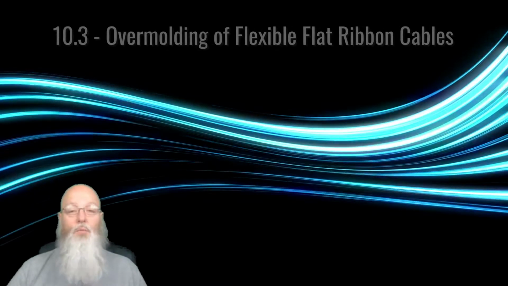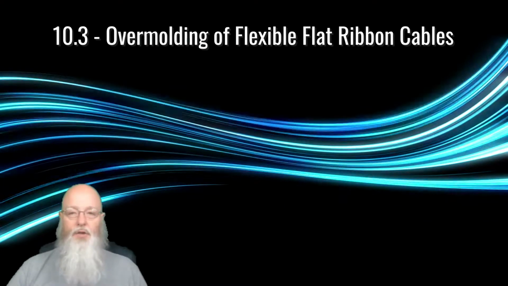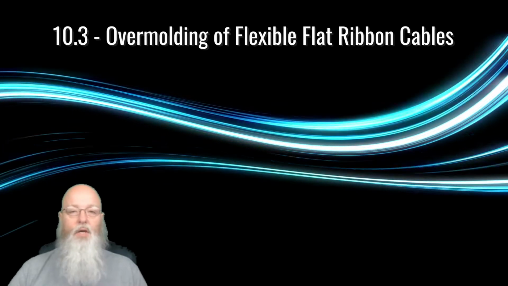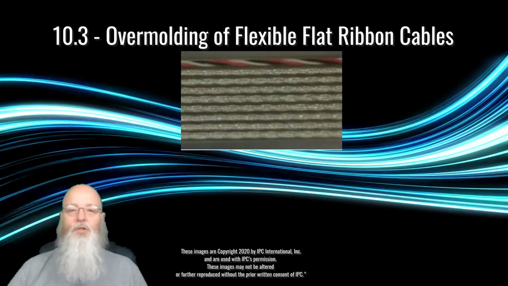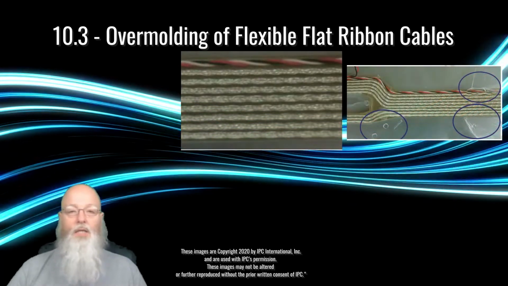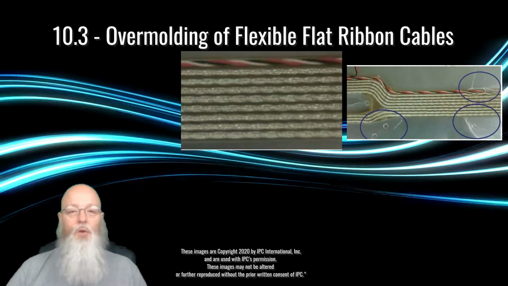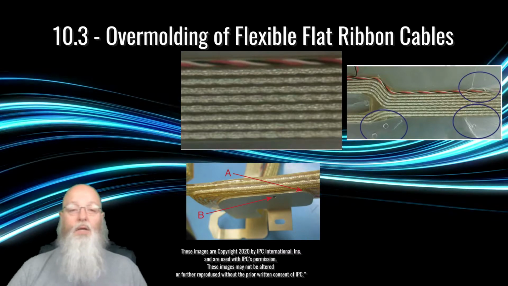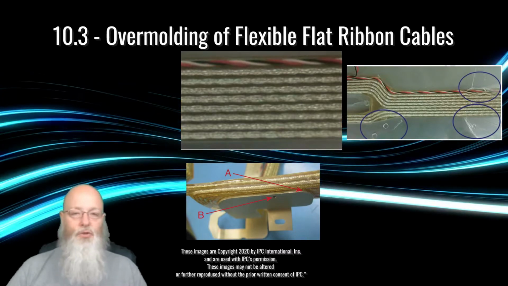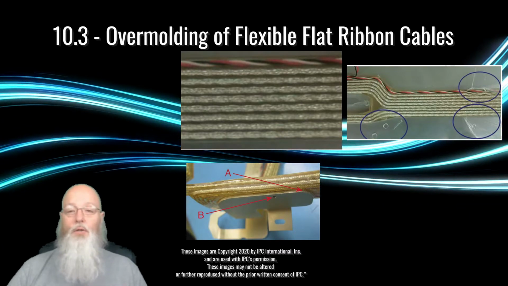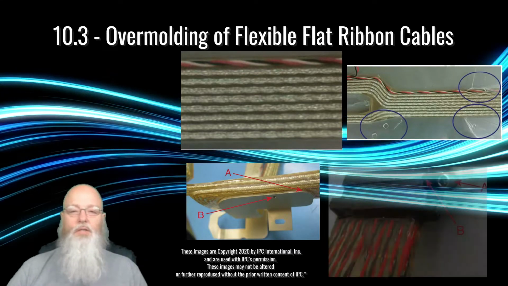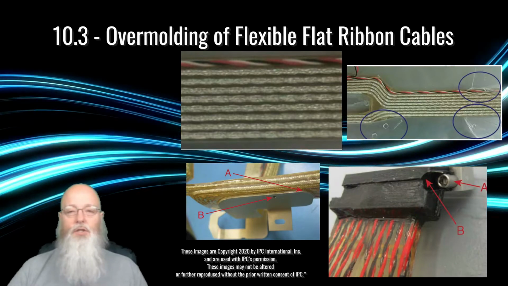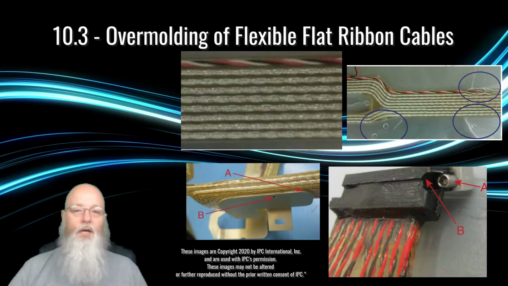Jumping all the way to 10.3, we find a new section addressing overmolding and potting of flexible flat ribbon cables. The new figures in the document do a good job of giving visuals of this process. Individual cables or wires that are routed to a common connection point are molded into a flat ribbon cable. This adds strength and protection to the cable bundles. This section also addresses the potting of the connector used at the ends of these cables and the relationship between the potting and the securing hardware.